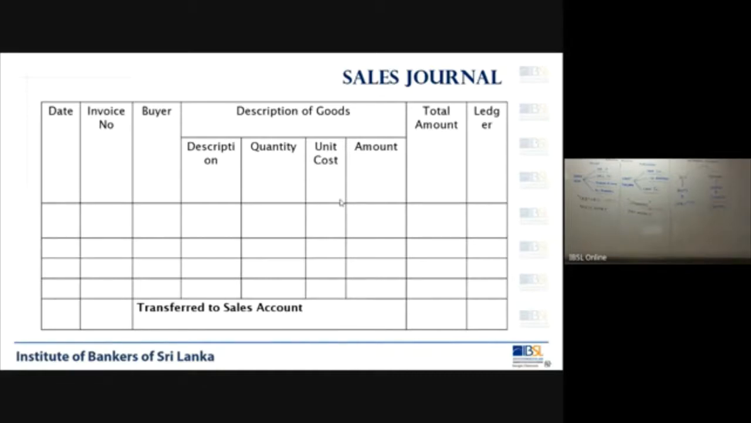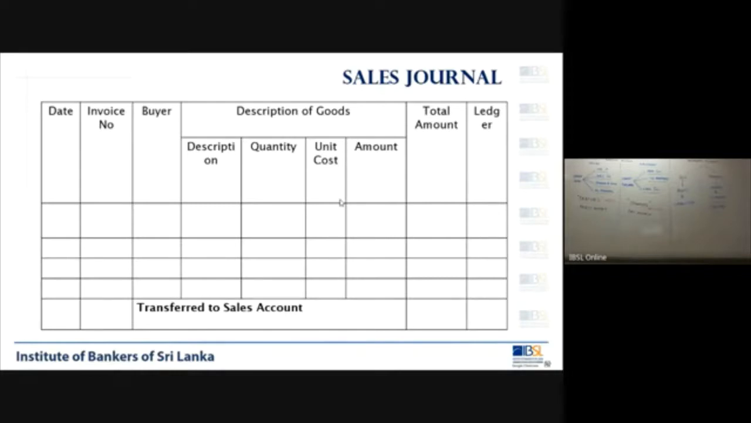Then you have to mention the quantity, how much you sold. Then the unit cost. How much is one packet, or how much is one bottle? That you have to put. Then multiply that by the quantity. Then you get the amount. Then you have to put the total amount, which is like the running balance of yours. Then the last column, you will have to refer it to your ledger.